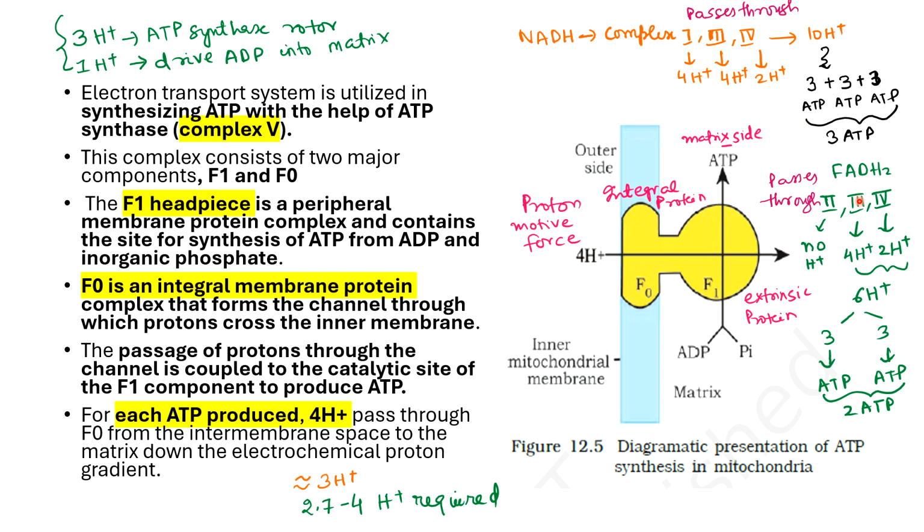Similarly, in FADH2, we saw 6 protons are produced. So from 3 protons, we are getting 1 ATP. Another 3 protons, we are getting another ATP. So we are getting 2 ATP from FADH2 while we are getting 3 ATPs from NADH. I hope the synthesis of ATP part is clear for you guys.